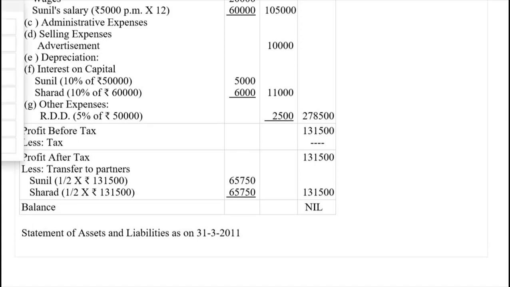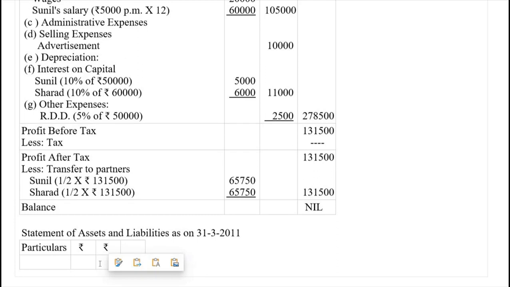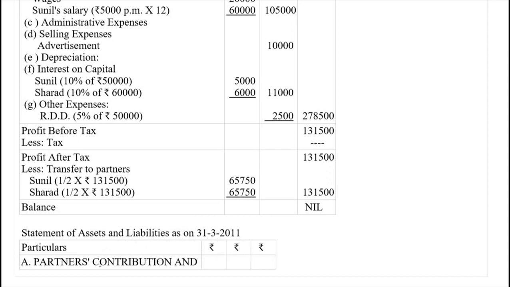Let me insert here 4 columns. So particulars, I think here we need an additional column. So rupees. So now let's start here. A, partners contribution and liabilities.